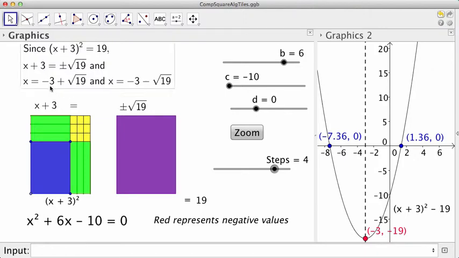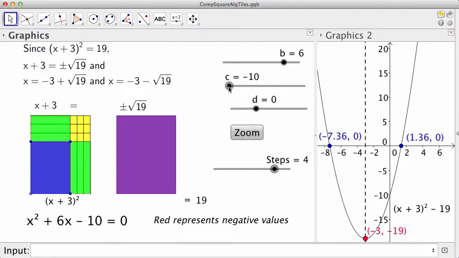By the way, our solutions are negative 3 plus or minus the square root of 19. The solutions represent the x values of these two blue points here. Notice that the middle of these, which is the negative 3, is exactly along the same vertical line as the vertex. So we have negative 3 plus square root of 19 and negative 3 minus the square root of 19, giving us the two points where this intersects the x-axis, therefore giving us the solutions to our equation.